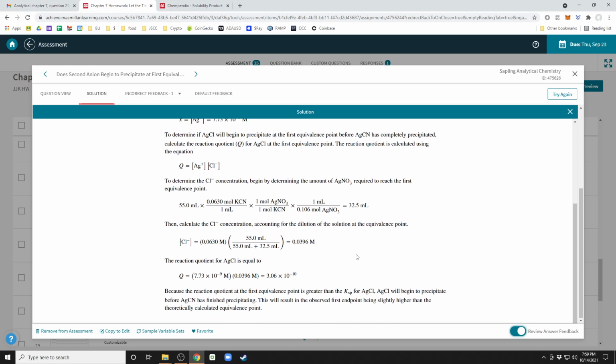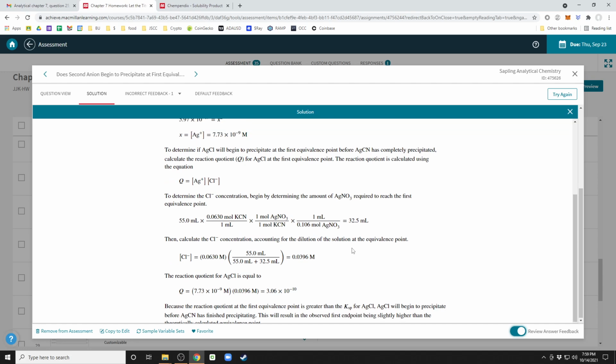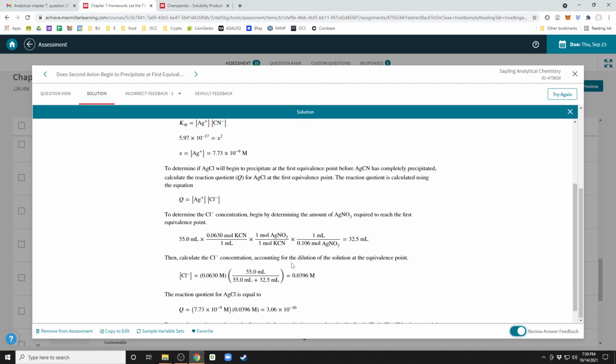So if it was at equilibrium, then everything that's going to precipitate is precipitated. If it's not at equilibrium, then you are going to end up with equilibrium will be the KSP, which would be where you get a precipitate, okay? So if you're above that number, then you're going to get a precipitation.